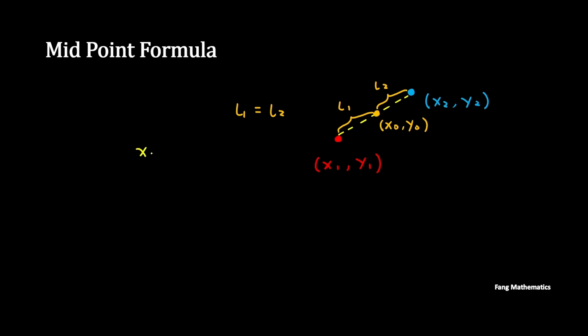You have x1 plus x2 over the number of terms here, so 2. And let's take the y value, average. You have y1 plus y2 divided over 2. And this coordinate is the coordinate of our midpoint.